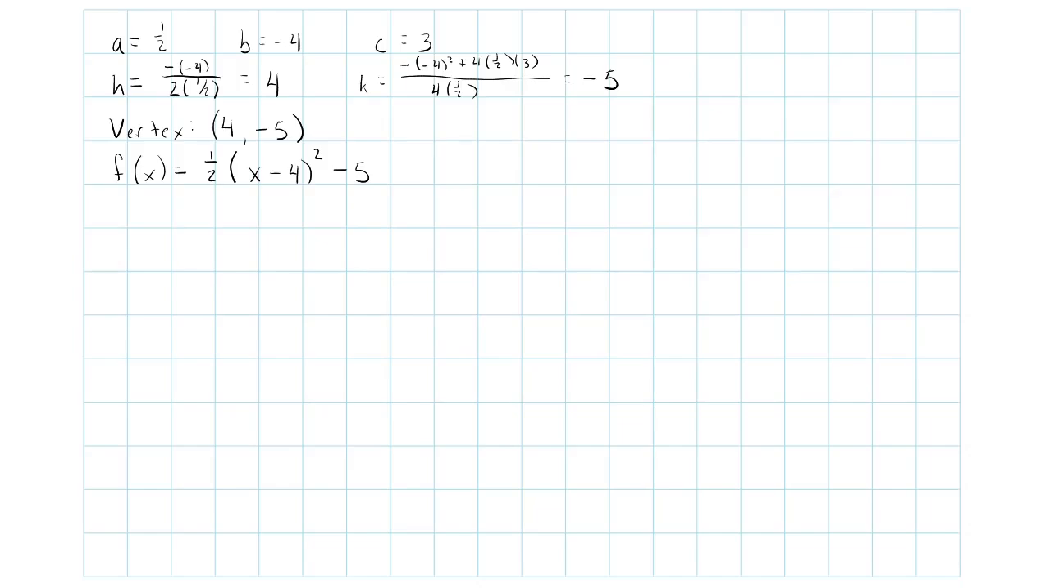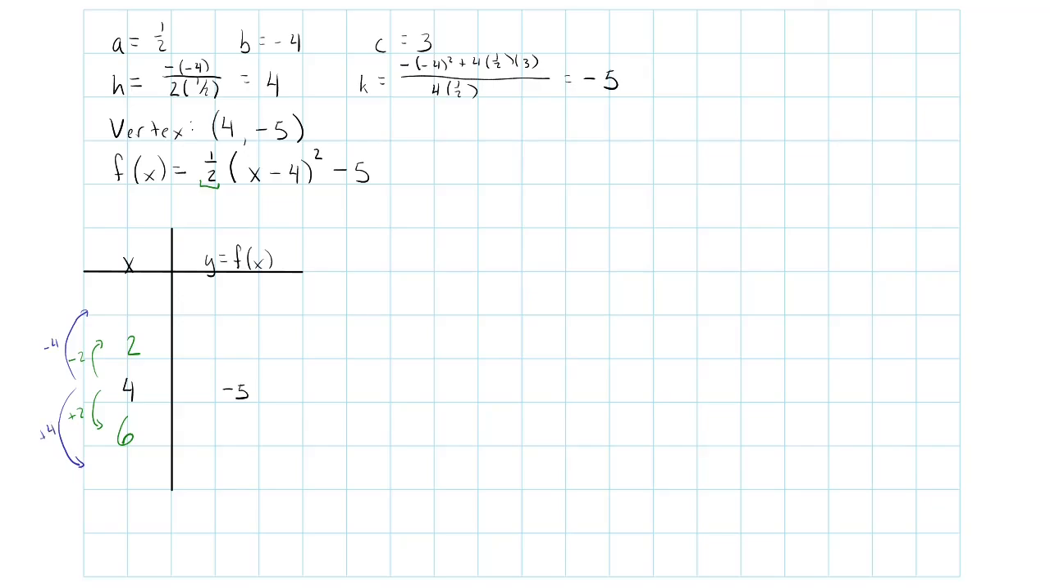How do we use that to sketch the graph? Well, we make a table of x values and y equals f of x values. In the middle of our table, we'll have our vertex at 4, negative 5. And then, since our value of a is a fraction with denominator 2, we'll go 2 to the left and 2 to the right. And then we'll go 4 to the left and 4 to the right. So the x values we'll use are 0, 2, 4, 6, and 8.